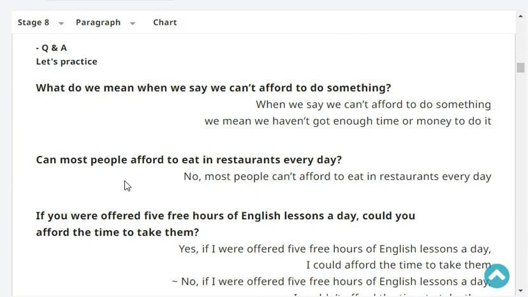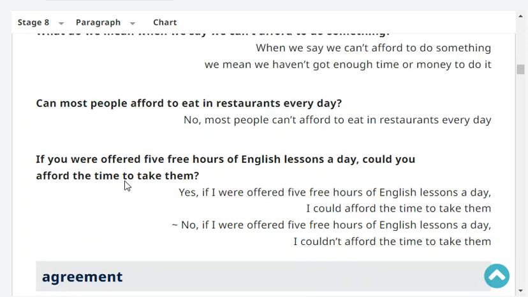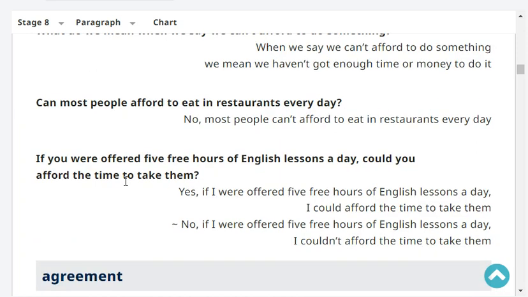What do we mean when we say we can't afford to do something? When we say we can't afford to do something, we mean we haven't got enough time or money to do it. Can most people afford to eat in restaurants every day?